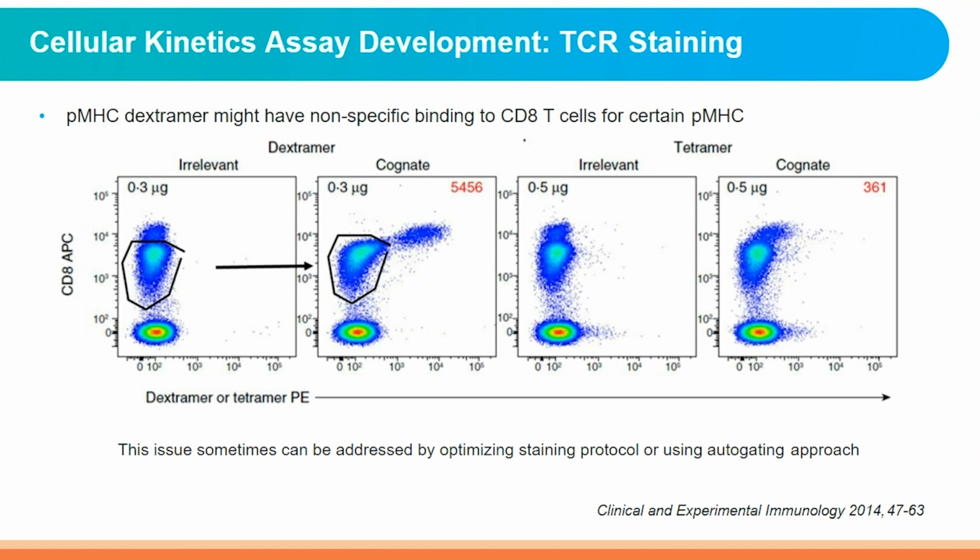Overall, the dextramers still perform much better than tetramers. As you can see in the graph on the right side, the tetramer staining only detects 361 T cells, which is only about 7% of T cells detected by the dextramer.